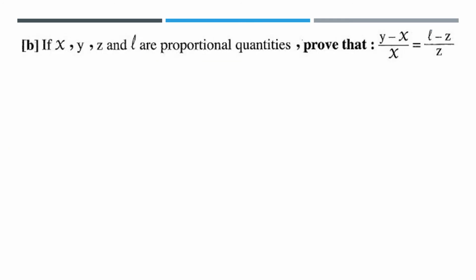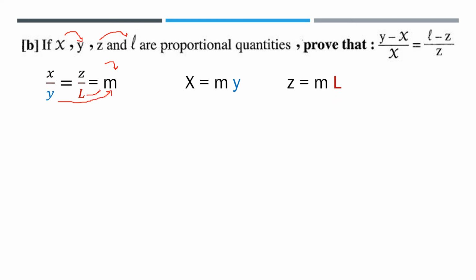Question B. If x, y, z and l are proportional quantities, prove that y minus x over x equals l minus z over z. First I write my proportions. So x over y equals z over l. I proceed like this, guys: x over y equals z over l equals a constant which is m. From this we can conclude that x equals ym and z equals lm.